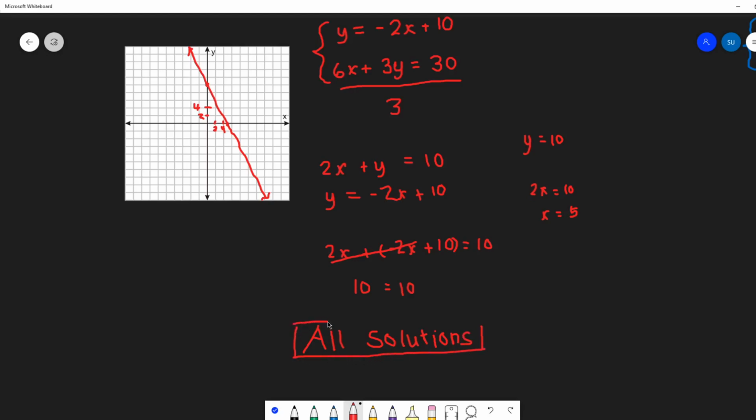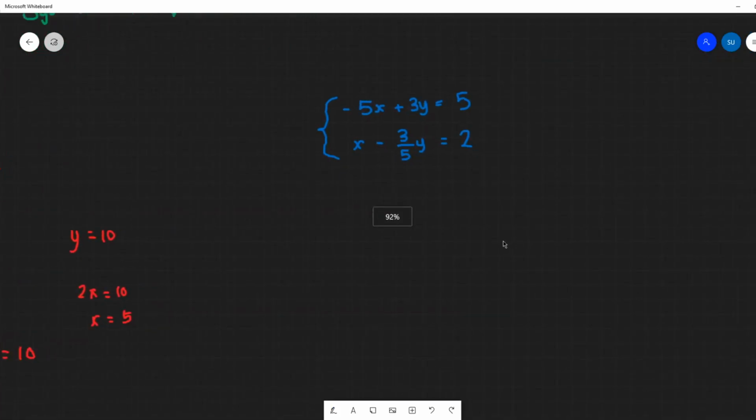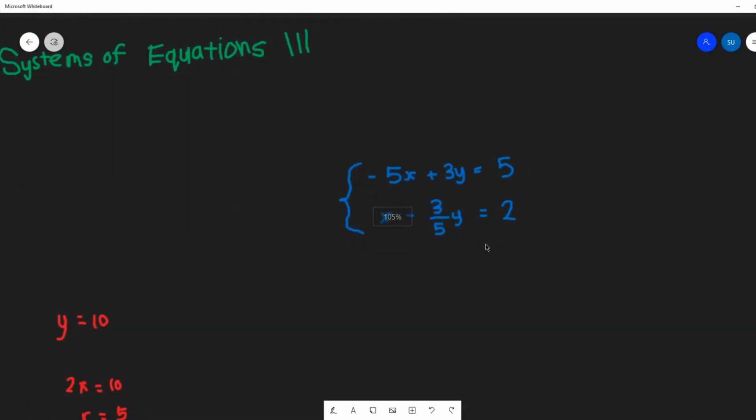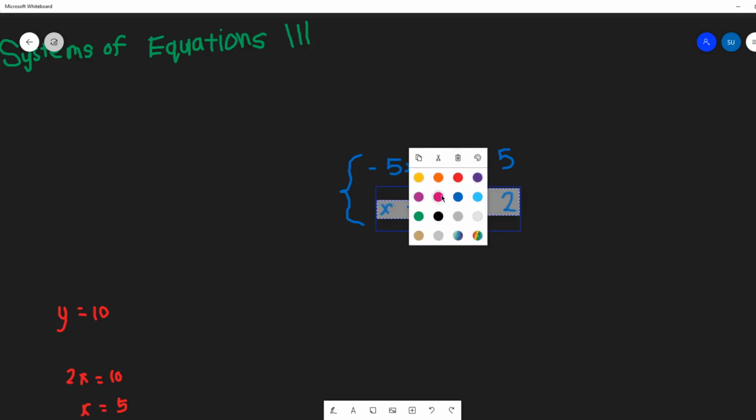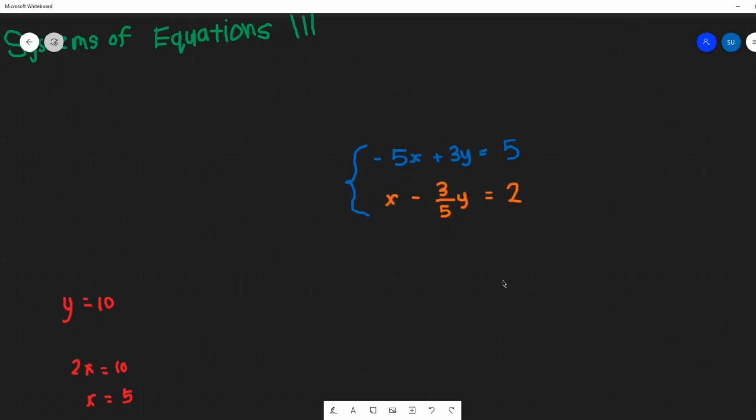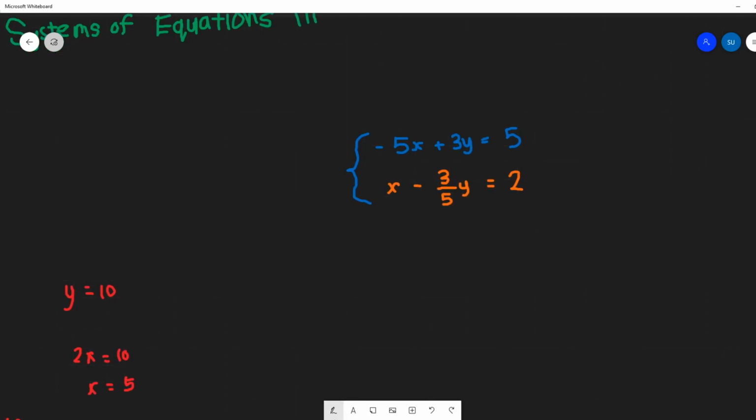And now we are going to move on to our next example. Our first equation in our system is going to be negative 5x plus 3y equals 5, and x minus 3/5 y equals 2. I'm actually going to make this a different color so that it's easier to see when we're graphing. I'll make it orange. Okay, so let's solve this out and see what happens.